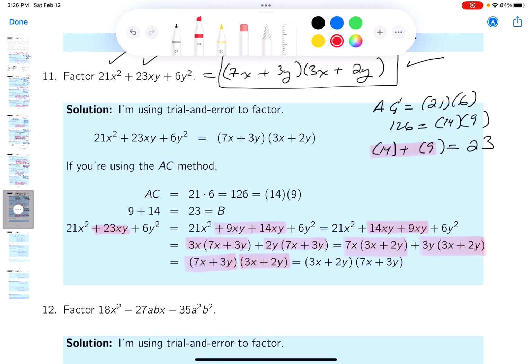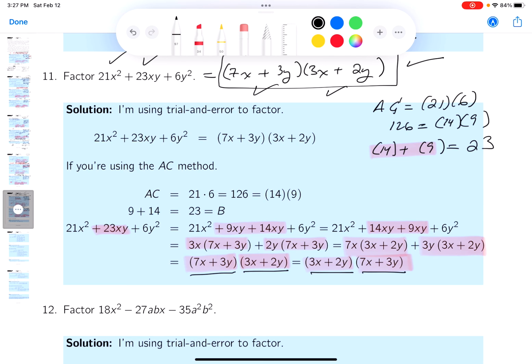What do you now know? There's something common between those two terms, and it's 3x plus 2y. What remains? 7x plus 3y. All right? So let's point this out. No matter what you do, you're going to be left with these factors. 7x plus 3y, 3x plus 2y. I got those factors up here too, by the way. 7x plus 3y, 3x plus 2y.